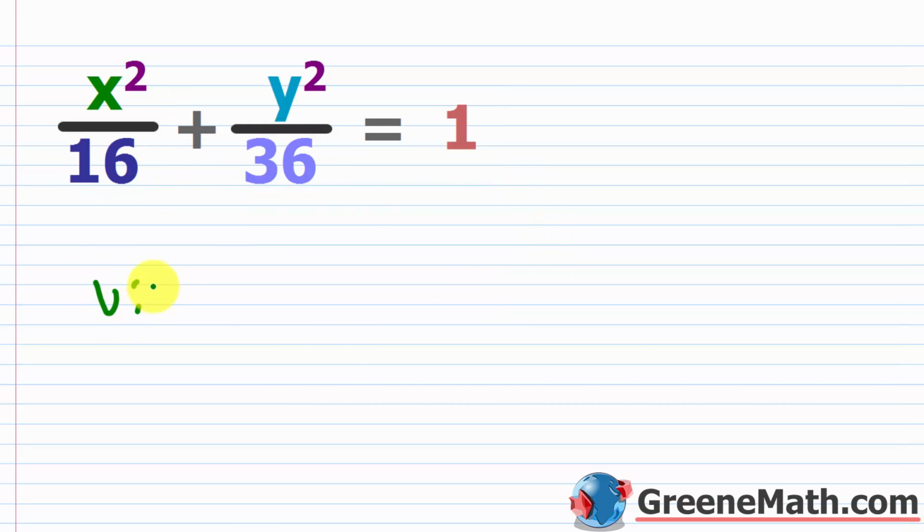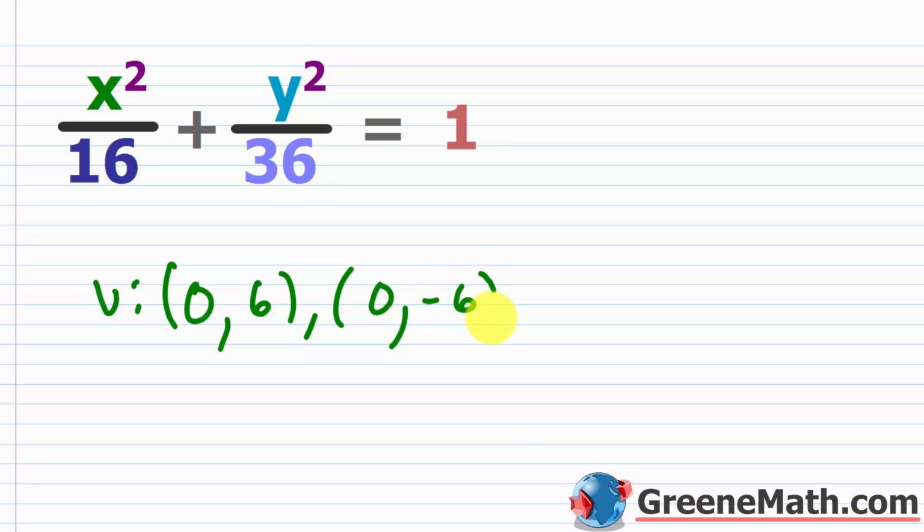So the vertices, again, these are the endpoints for the major axis. Now your major axis is going to be along the y-axis, okay? And so what we're going to say is that it's going to be 0, comma, square root of this is 6, and then 0, comma, negative square root of that is negative 6, okay? So again, if I start at the center, I go 6 units up. Start at the center, I go 6 units down, okay?